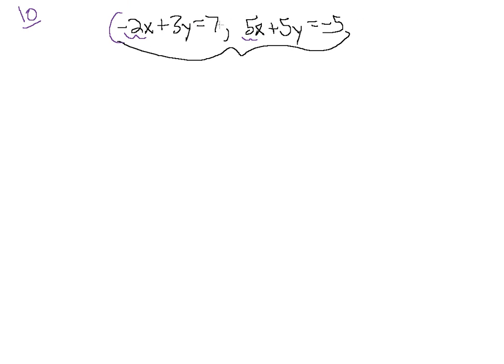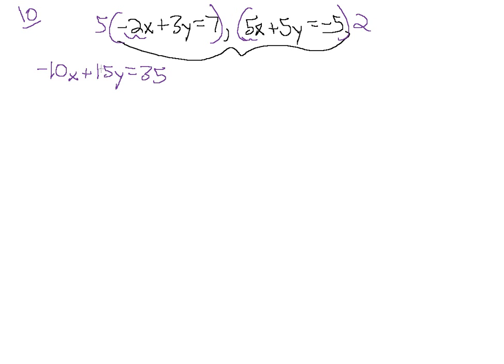2 and 5 have a common multiple of 10. So what we can do is multiply this first equation by 5, giving us a minus 10x, and we can multiply this equation by 2, giving us a positive 10x. So that way we can actually cancel those two terms in the next step. So let's go ahead and do that. We have 5 times minus 2x, which is minus 10x. 5 times 3y is 15y, and 5 times 7 gives us 35.